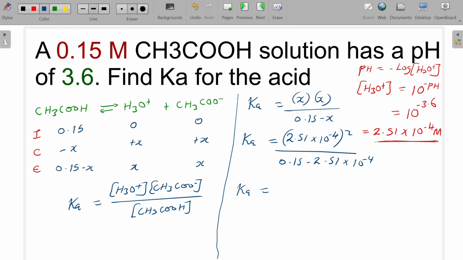So all we have to do there is do the mathematics, and when we do our mathematics, we're going to find our Ka value to be equal to 4.21 times 10 to the power of minus 7. So this is our Ka value for this acid.